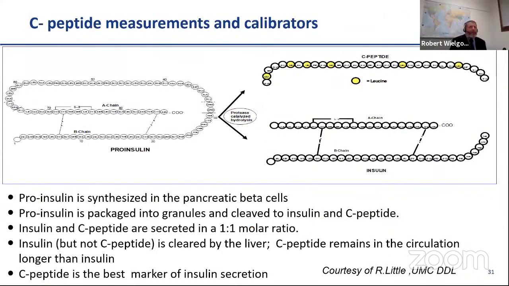So that was maybe one of the simplest analytes in the measurement of diabetes. Here's a slightly more complicated one, which is C-peptide. C-peptide is formed when prohormone insulin is cleaved, forming insulin and C-peptide. And since C-peptide is excreted much more slowly from the body, it's a very good indicator of insulin production.